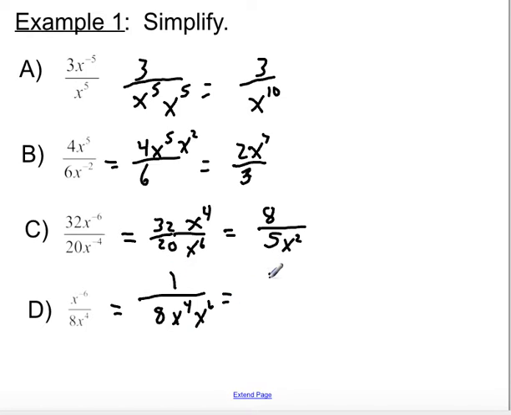So now I can just simplify. I can't do anything with this 1/8. It's already reduced down as much as possible. But I can combine those x's down there, x to the 4th times x to the 6th there. I can add those powers together, and I get x to the 10th. So 1 over 8 times x to the 10th.